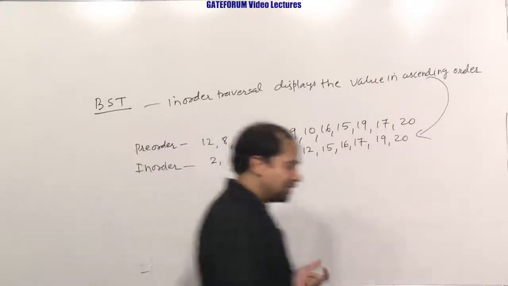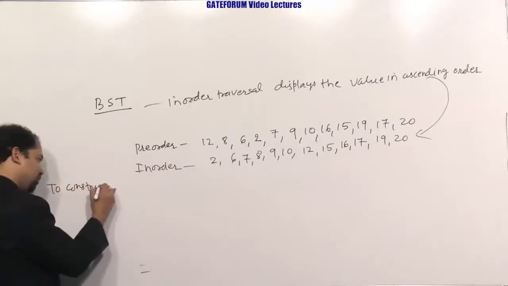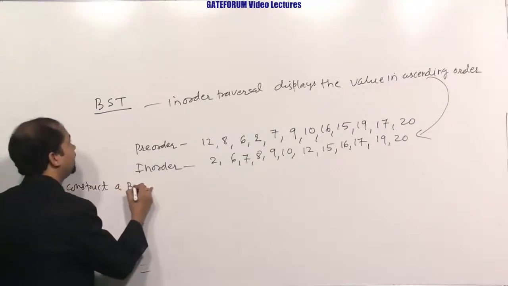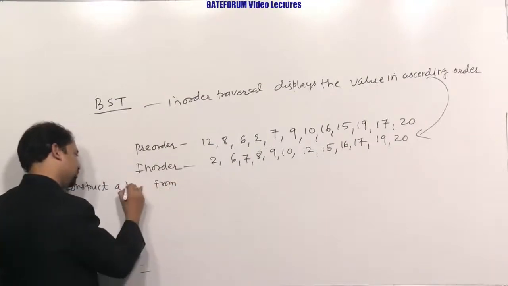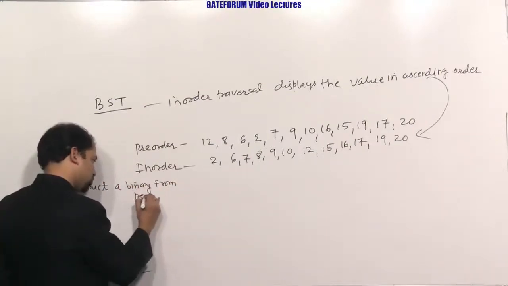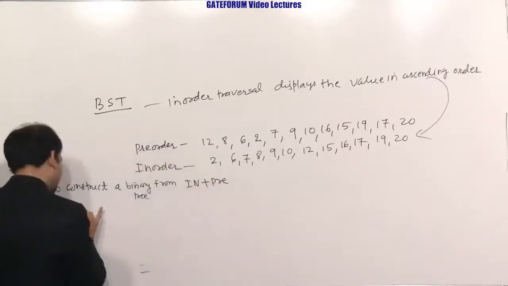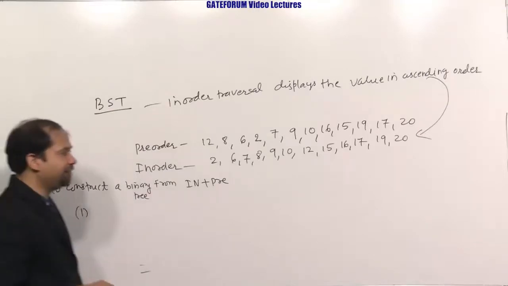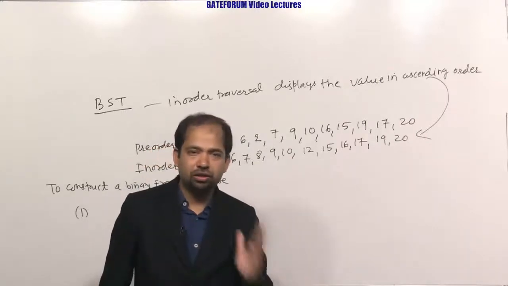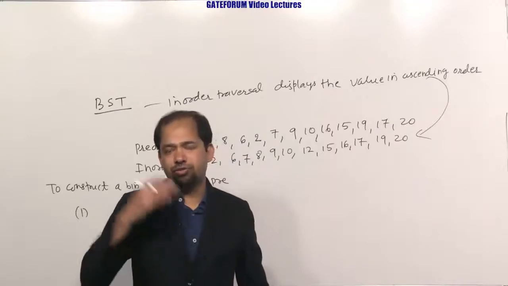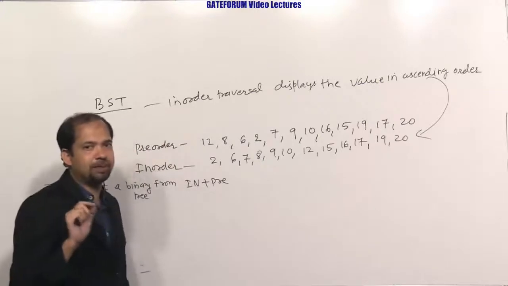Now how to construct a tree from in plus pre? I hope you must be knowing how to construct a binary tree, BST or any binary tree, from inorder plus pre-order. Because if we have inorder, the inorder traversal gives a perfect trend. The values which are left of a node will be in the left subtree. The values which are right of a node will be somewhere in the right subtree. That we use.